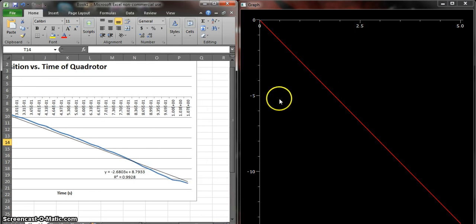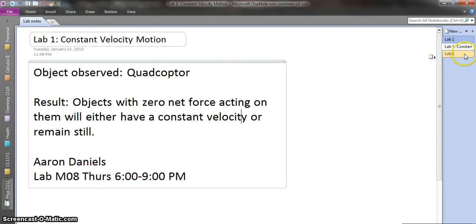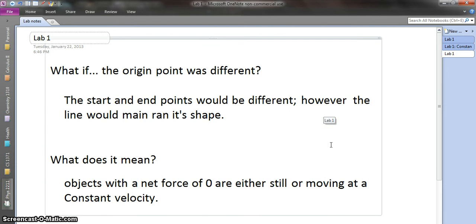They're a tad bit different in shape, but it's the same slope. So what if the origin point was different? Then the start and end points would be different. However, the line would maintain its shape, and the distance between each point would stay the same.